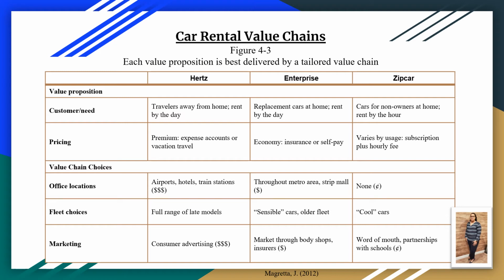The car rental companies also differed in office locations and marketing. Hertz has office locations in airports, hotels, and train stations and utilizes costly consumer advertising for its marketing. Whereas Enterprise locations are normally found in metro areas and strip malls. It wasn't until 1995, more than 35 years after the company was founded, that it opened its first airport location. Enterprise uses body shops and insurers for marketing, again focusing on the replacement car as the customer need.